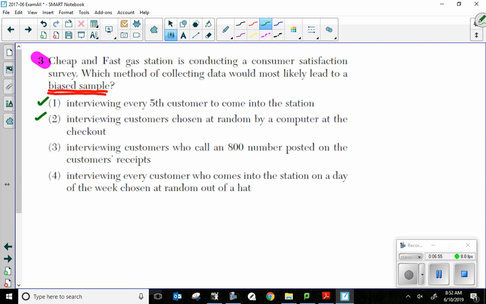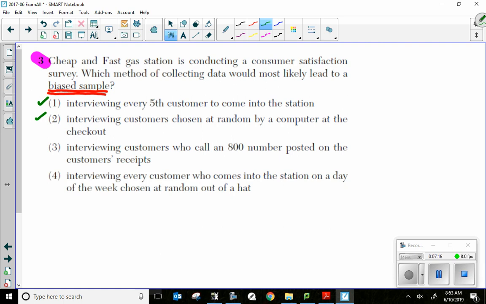All right, 2, interviewing customers chosen at random by a computer at checkout. Sure, before they even check out, you're not just interviewing people who got gas. You're not just interviewing people who came in to buy the soda or whatever. You're randomly choosing someone. Doesn't matter their age, gender, race, whatever. It's good.